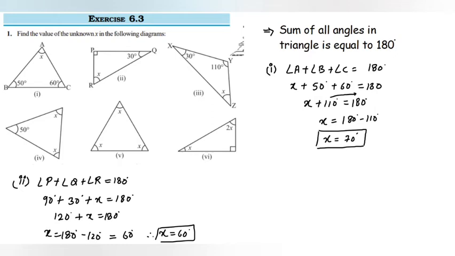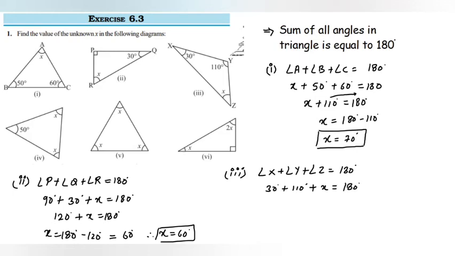The third one is, again we have given a triangle PQ, not PQ, I'm sorry, it's XYZ. In the triangle XYZ, angle X is 30, angle Y is 110. We need to find out the angle Z, which is nothing but the x value. So we'll start with the third one. Angle X plus angle Y plus angle Z is equal to 180 degree. Angle X is 30 degree, angle Y is 110 degree, angle Z is x, equal to 180 degree.